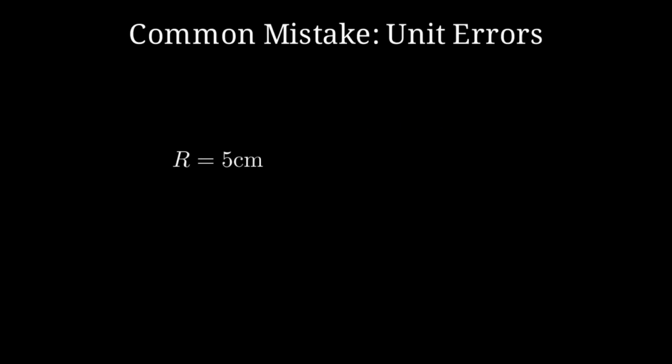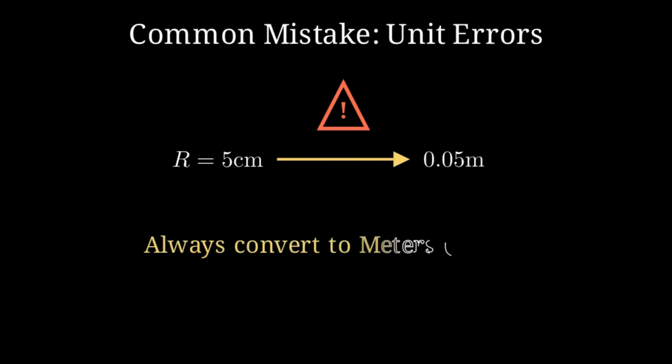A very common mistake is forgetting to convert units. Magnetic constants are defined in Tesla, amperes, and meters. If your radius is given in centimeters or millimeters, you must convert it to meters before plugging it into the formula, or your result will be off by orders of magnitude.